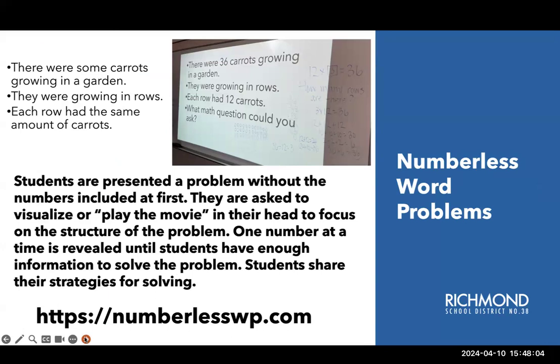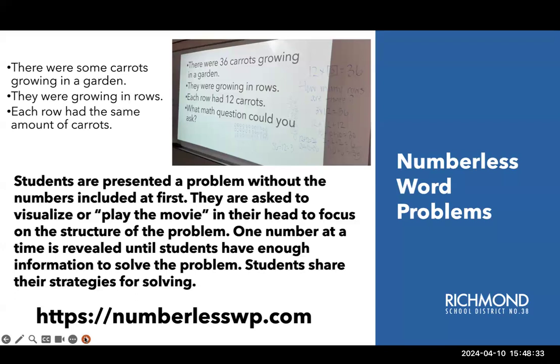So there were some carrots growing in a garden. They were growing in rows. Each row had the same amount of carrots. So, we'll ask students at this point to pause and make a picture in their head of what that garden looks like, or play the movie. And it's about focusing on the mathematical structure of this problem or this math story to help them think about what they're going to need to figure out and what they're going to need to do, instead of just grabbing the numbers and doing something with it.